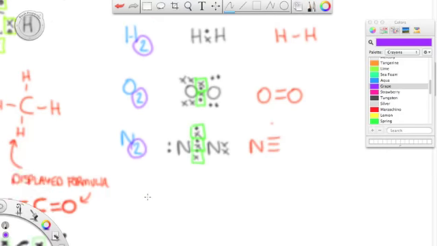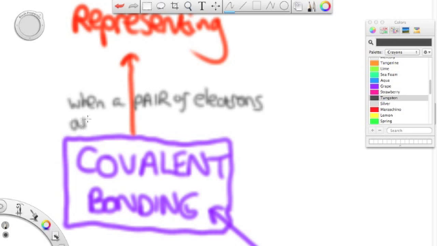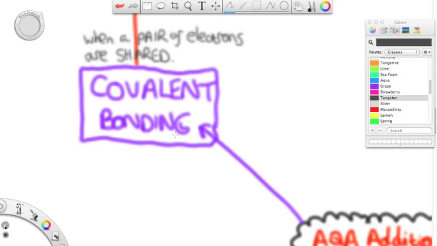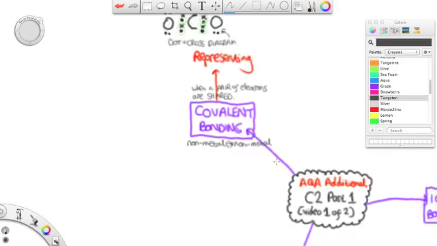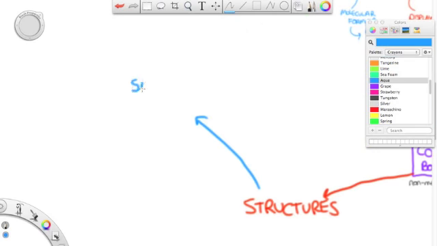And they're called diatomic gases because they are usually found in pairs to gain a full outer shell to become chemically stable. So when a pair of electrons are shared, this is called a covalent bond. Non-metal to non-metal is usually what a covalent bond is. So for example, carbon is a non-metal, and so is hydrogen, and chlorine and nitrogen are also non-metals. So let's look at different types of structures of covalent bonding now.